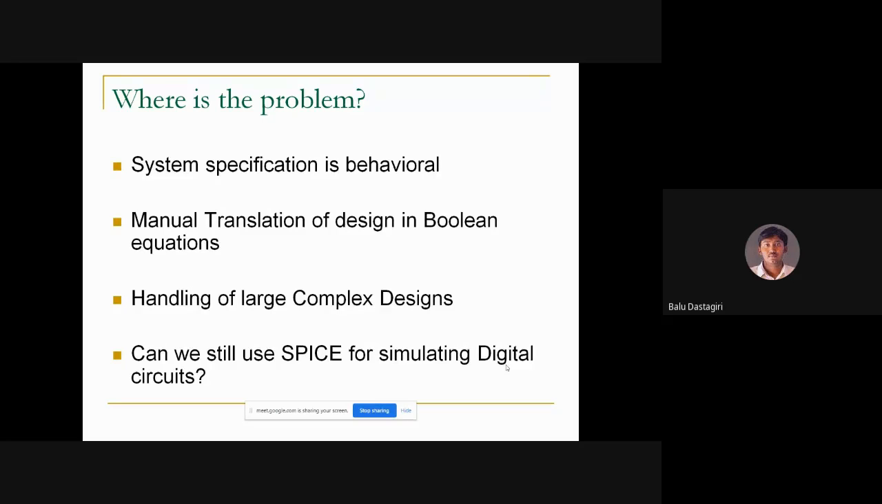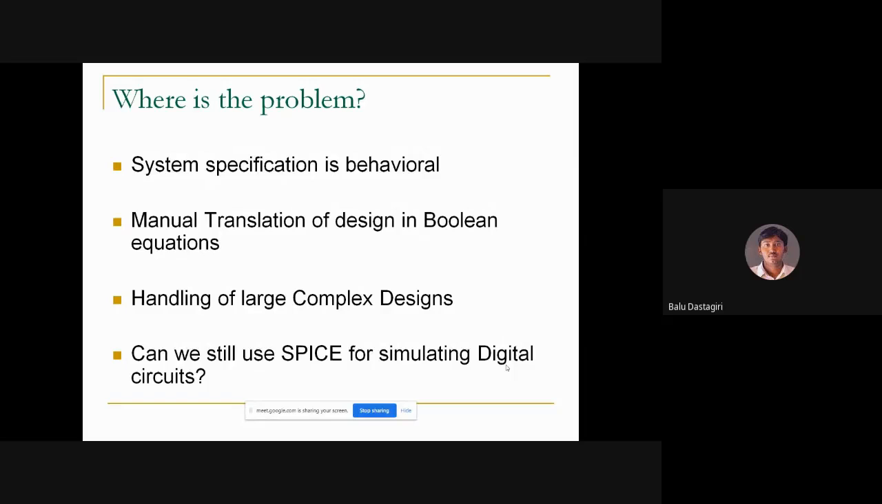The next one is manual translation of design into Boolean equations. If you want to get the optimized circuit, in the olden days we used to manually translate the design into Boolean equations, and then we were able to optimize that manually. So this takes a lot of time.